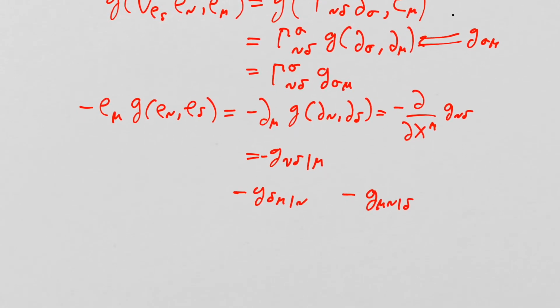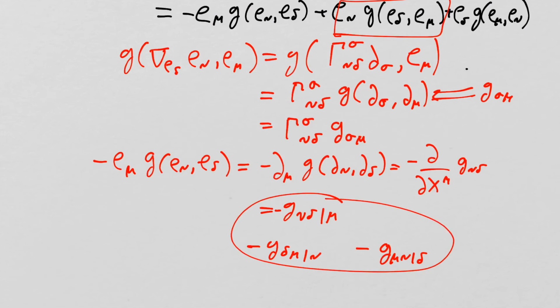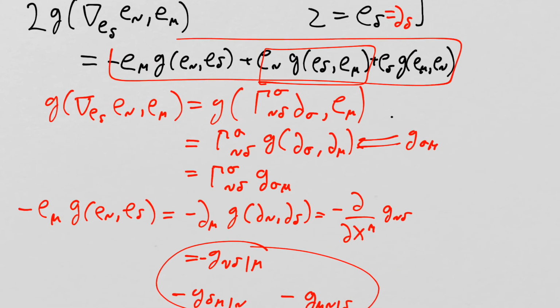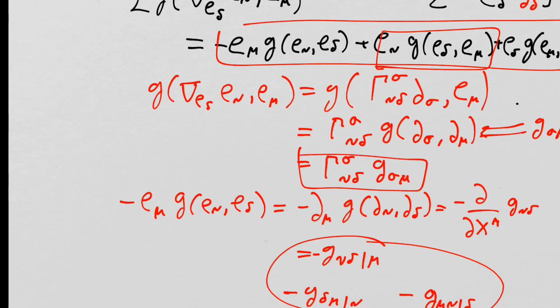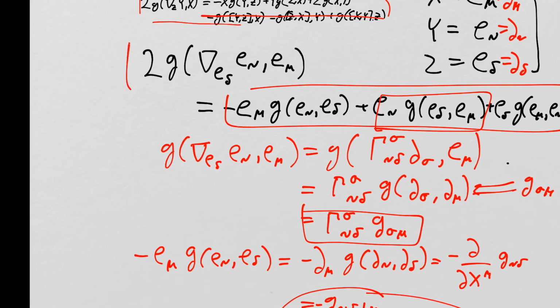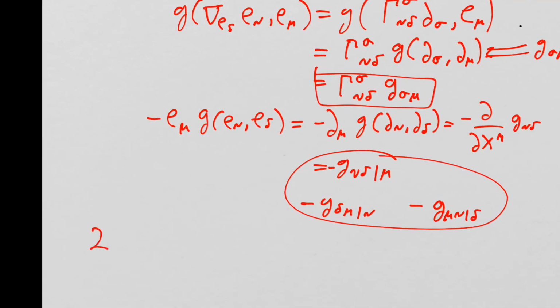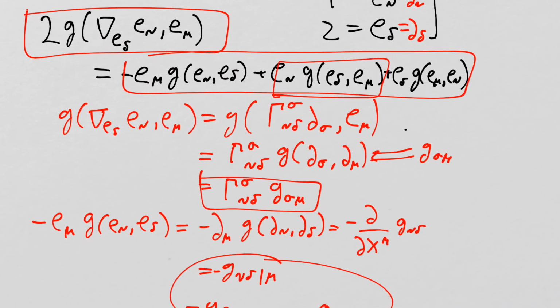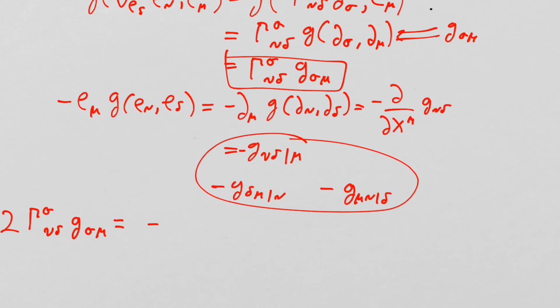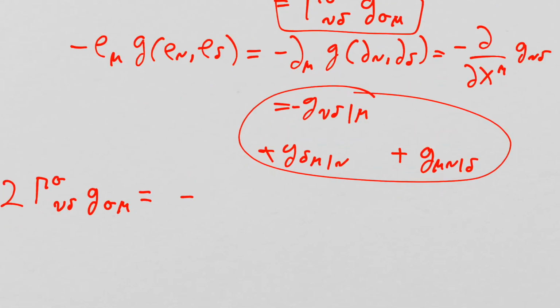And so we can put all this stuff together. We substitute these three for these three, and we substitute this for this. And what do we get? We get 2 gamma sigma nu delta g sigma mu equals... oh wait, one of these has a plus sign though. Yeah, the first one has a minus sign, the other two have plus signs. So that's a plus and a plus there. So why don't we put the plus ones first?